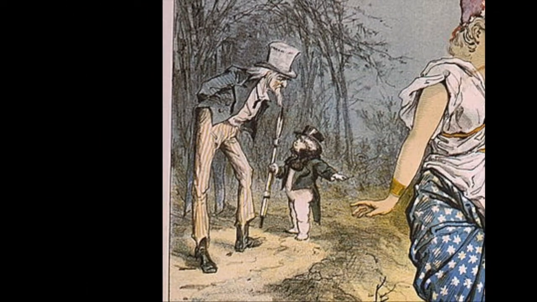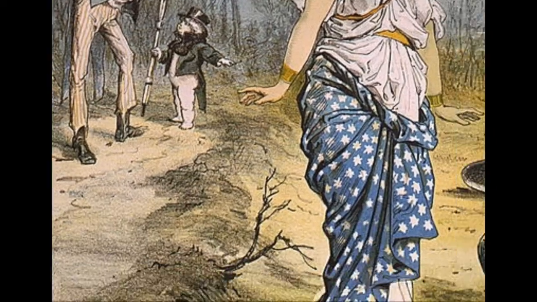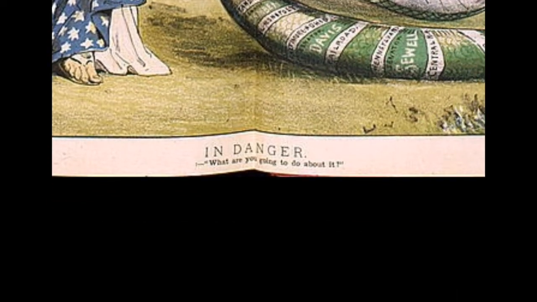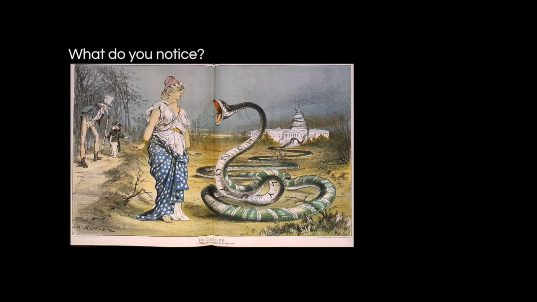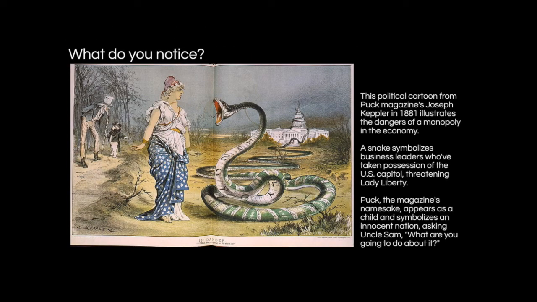We have a little boy dressed up, talking to this character. This old man is Uncle Sam, a symbol for the US government. The title of the piece is "In Danger," and the little boy is saying, "What are you going to do about it?" And so we have Lady Liberty under attack. Oh, she's frightened.